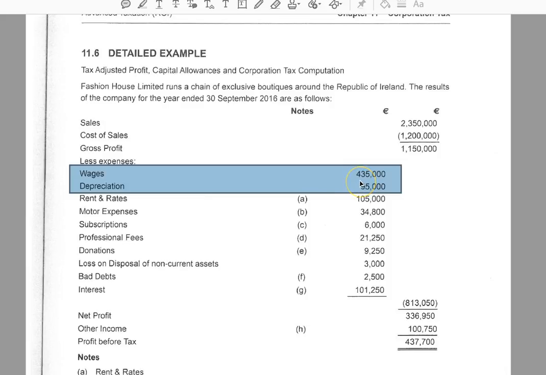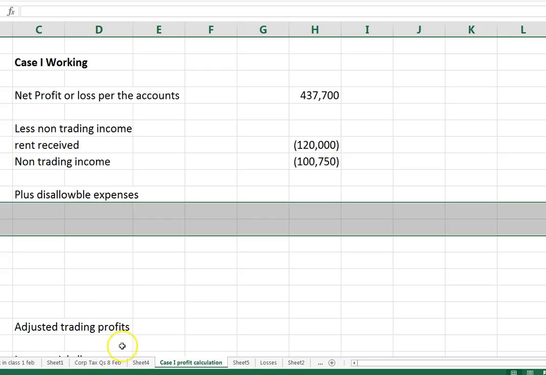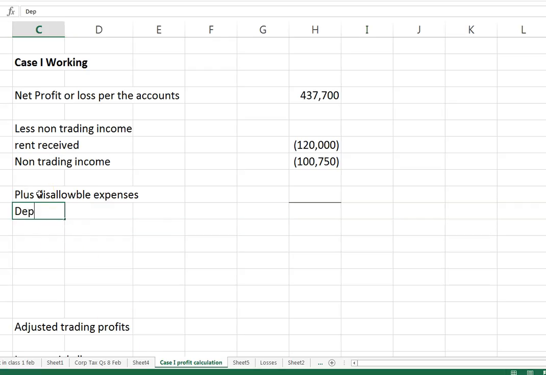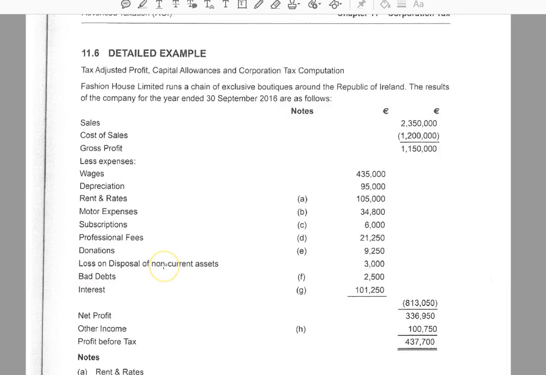Wages, on the face of it, that's okay. If we're not given any more information, that's fine, we don't need to add back anything. Depreciation, that's a capital item, remember, so we add back depreciation. And then loss on disposal of the non-current asset, that's a capital item, so anything to do with sale of an asset gets added back, so 3,000.